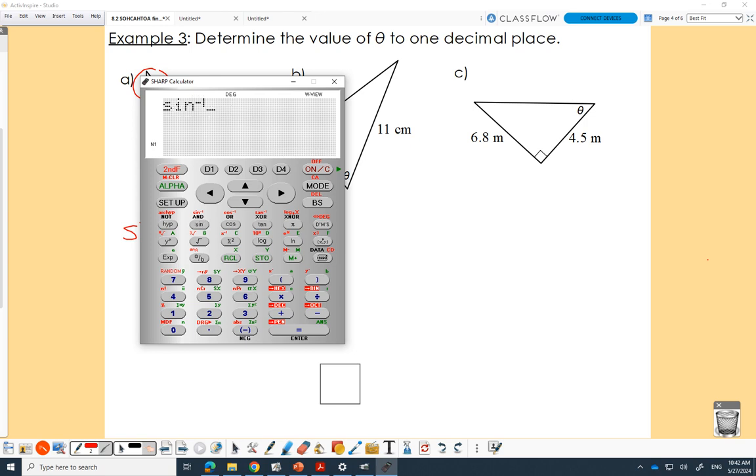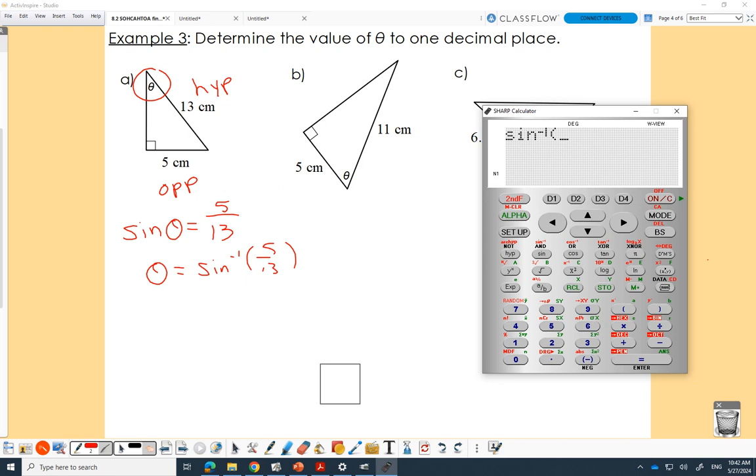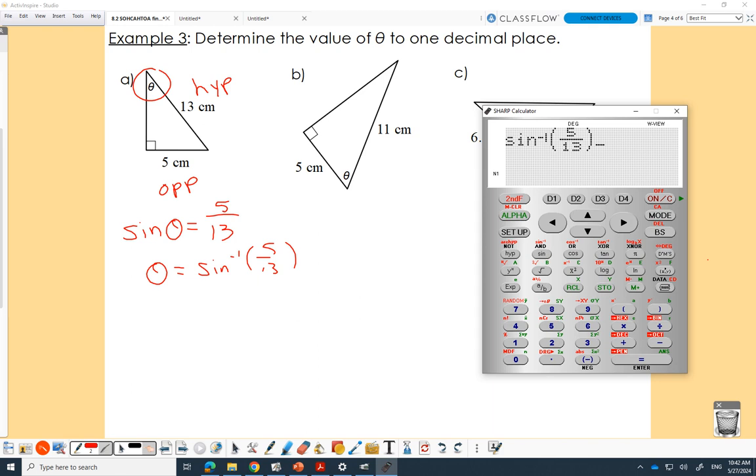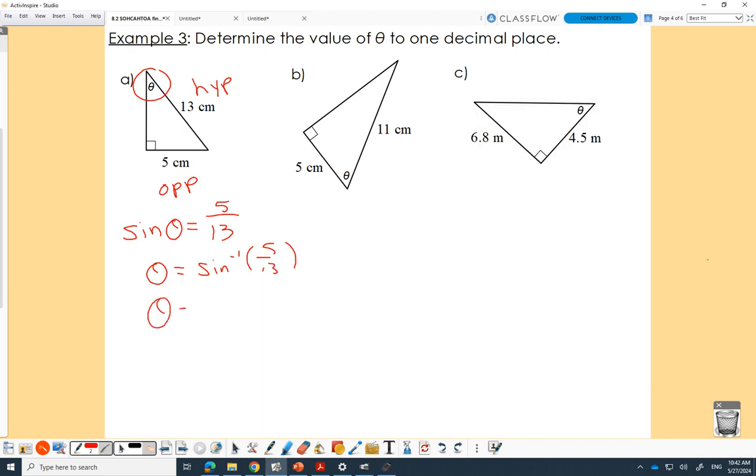Sin inverse. What was it? 5 over 13. And again, if you want your Math Cool badge for your Boy Scout outfit, you'll type it in the way I do it, like that. And your calculator will look like that. And I get 22.6 degrees. And notice the question this time does say to 1 decimal place, because for degrees, 1 decimal place is plenty.